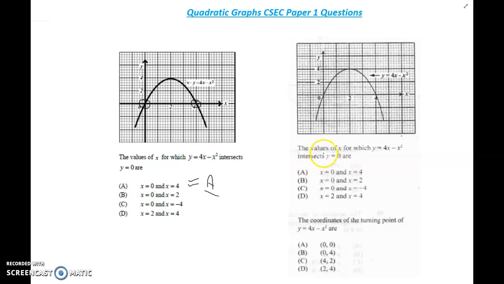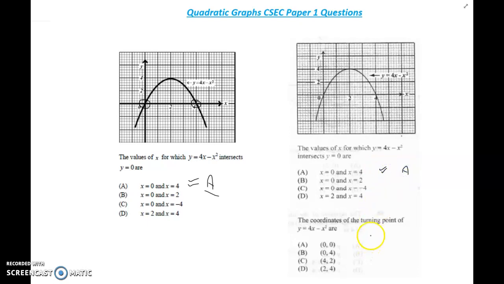Now coming on the right hand side, sorry. The same question they ask here, right? The values of x for which y equals 4x minus x squared intersects with y equals 0. Again, just remember the x-axis. Anywhere on the x-axis, y is equal to 0. And the opposite, anywhere on the y-axis, x is 0, right? So just remember that. Well, we already did the first part here, which was E, right? 0 and 4.